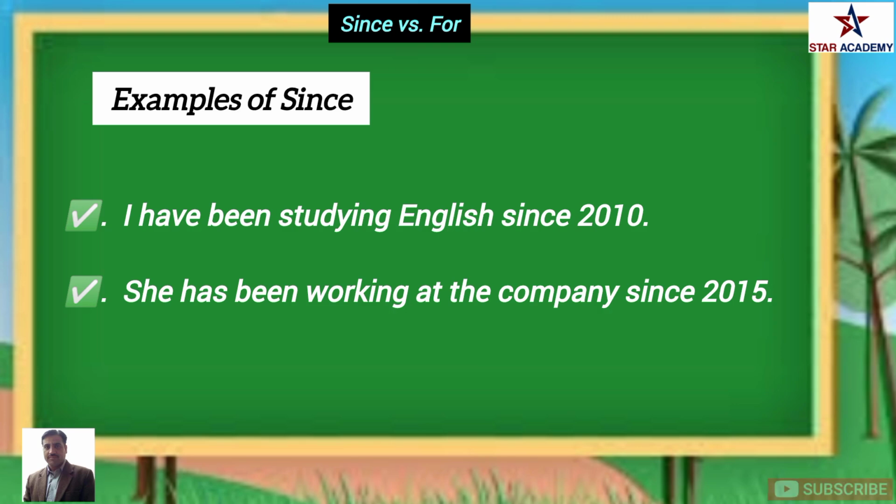Notice how since is used to specify the exact year or date when the action started. In these two examples, 2010 and 2015 are the point of time. So since is used to indicate the point of time.